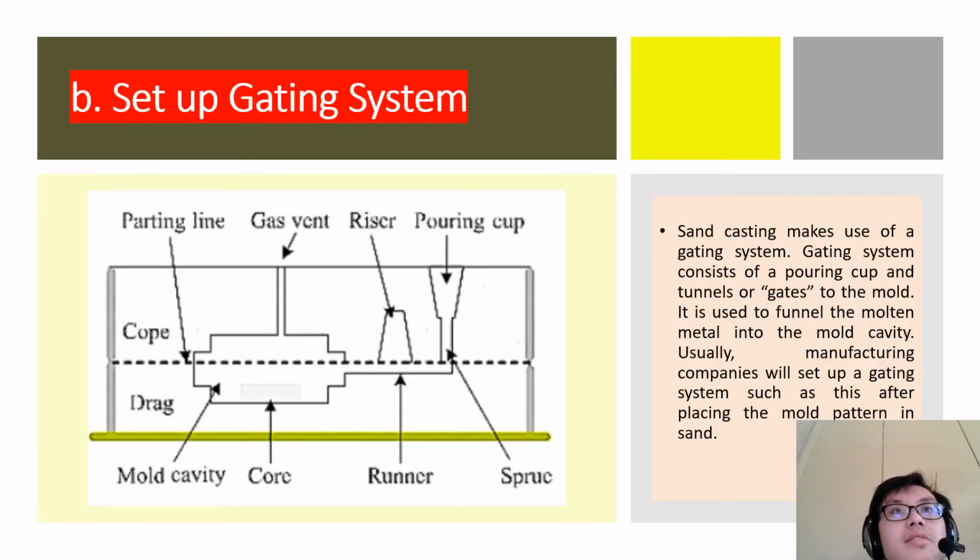The second stage is to set out the gating system. Sand casting makes use of a gating system. The gating system consists of a pouring cup and tunnels or gates to the mold. It is used to funnel the molten metal into the mold cavity. Usually manufacturing companies will set out a gating system such as this after placing the mold pattern in the sand.